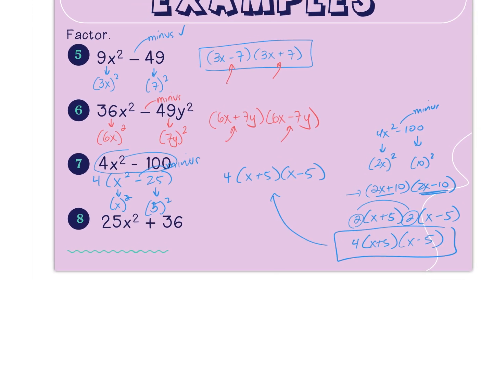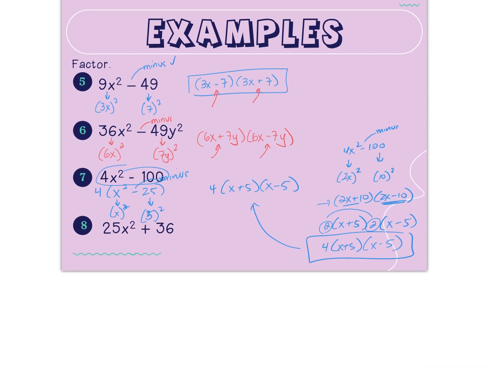Okay? And so again, here I've got 25x squared and 36. None of these have a GCF. So I start looking at it and I'm like, well, this has a square root. It's 5x. This one has a square root. It's 6. But this is a sum.